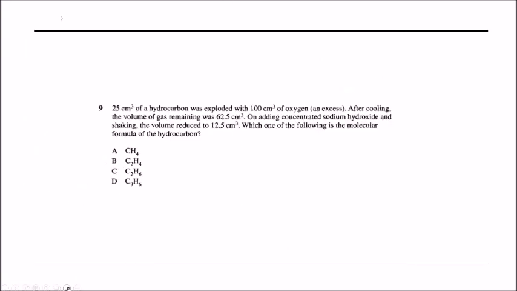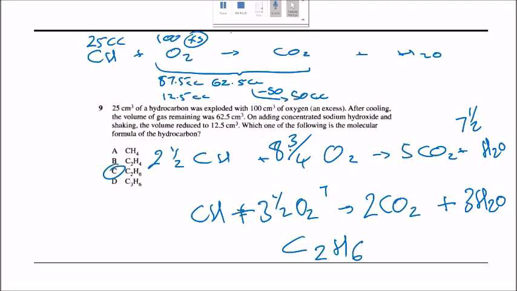Okay, let's have a look at this one. It's very similar to the last one, except it doesn't have a diagram, so you probably want to pause the video and have a go at this one, okay? So again, in this one, we had 25 cc's of our hydrocarbon, so we've just put that up there, exploded with 100 cc's of excess oxygen, okay, and we got our carbon dioxide and water.